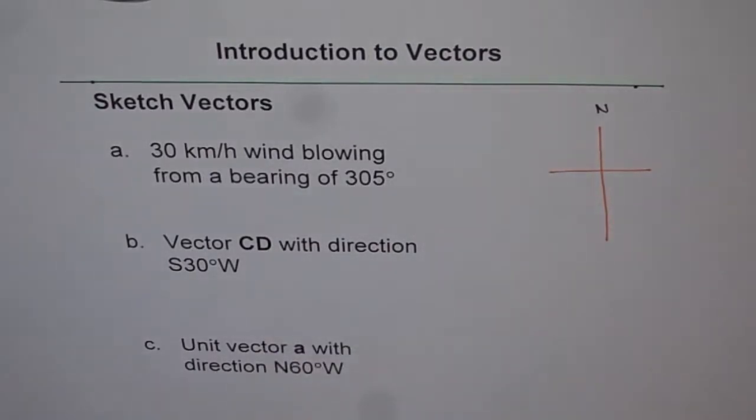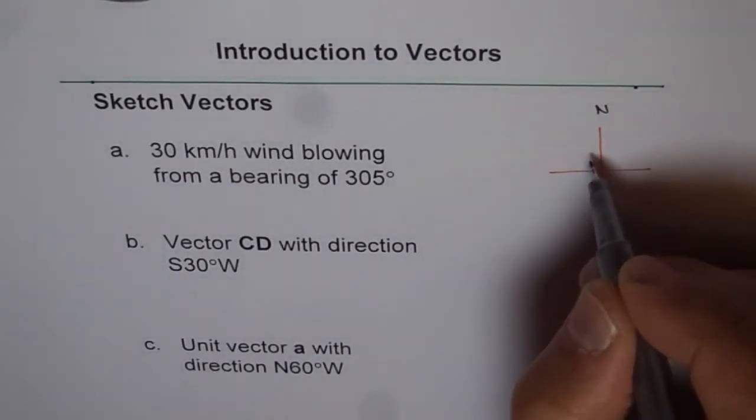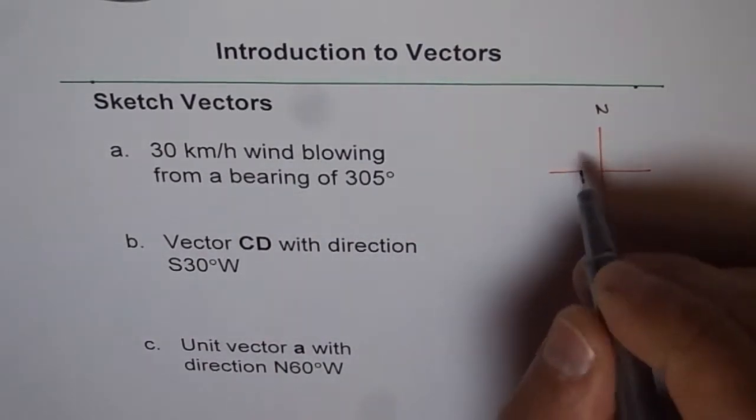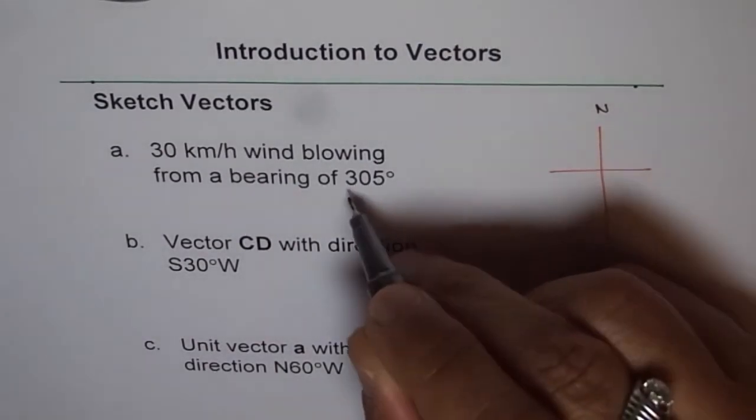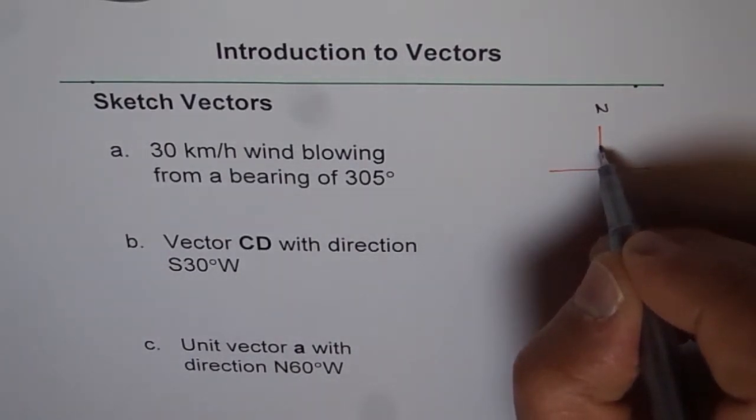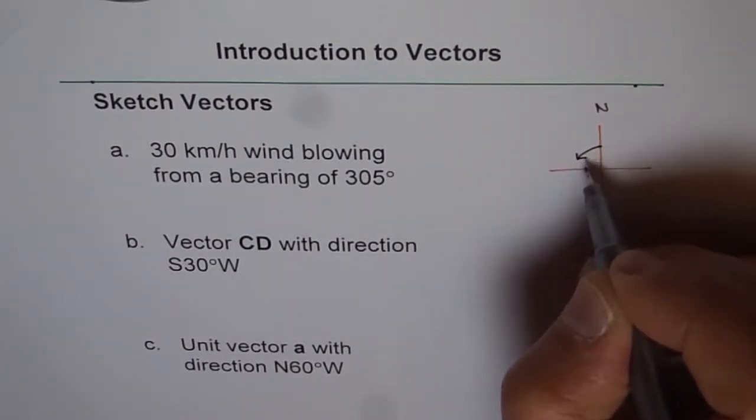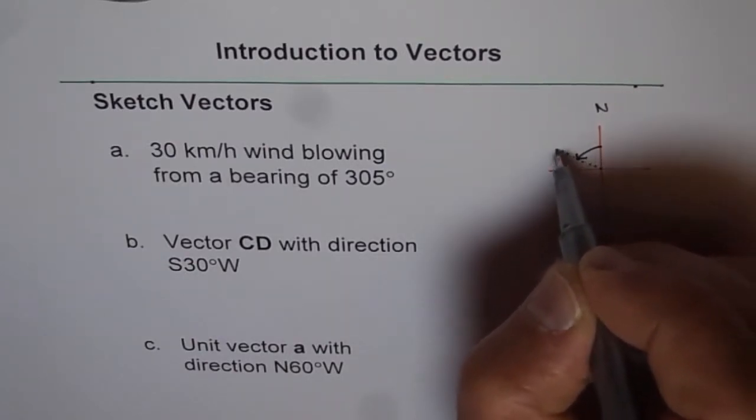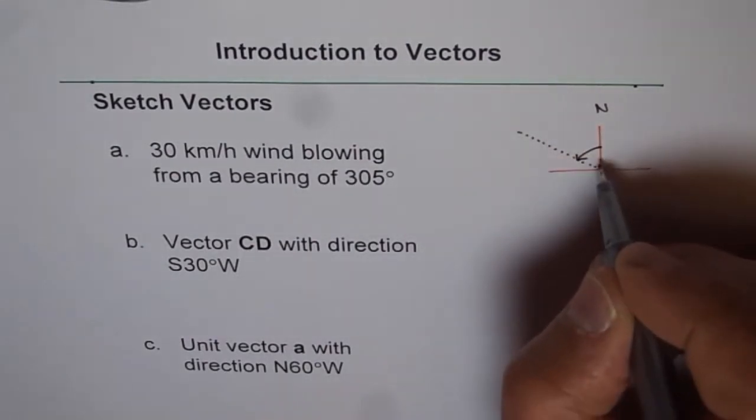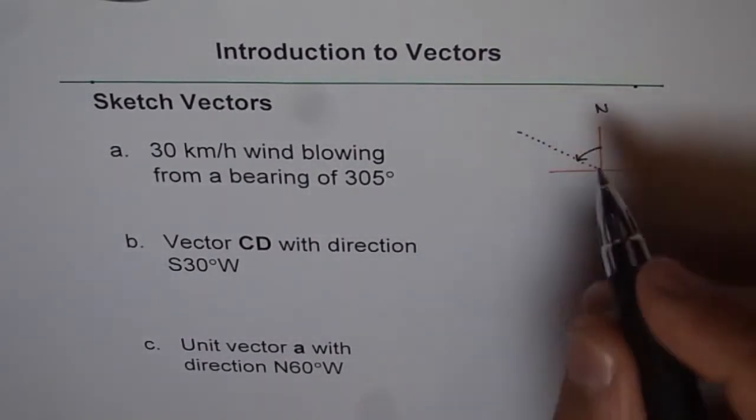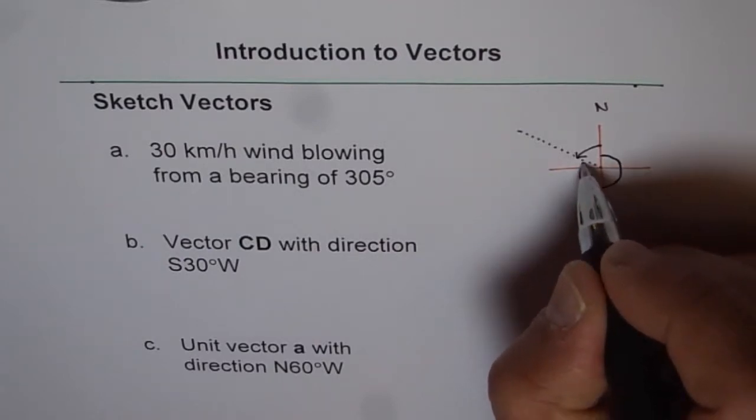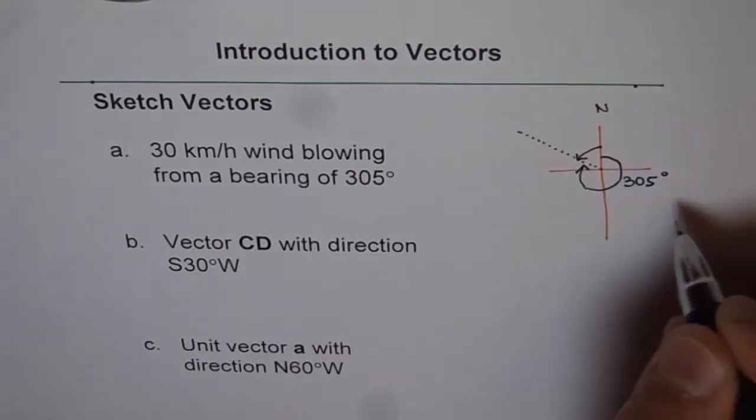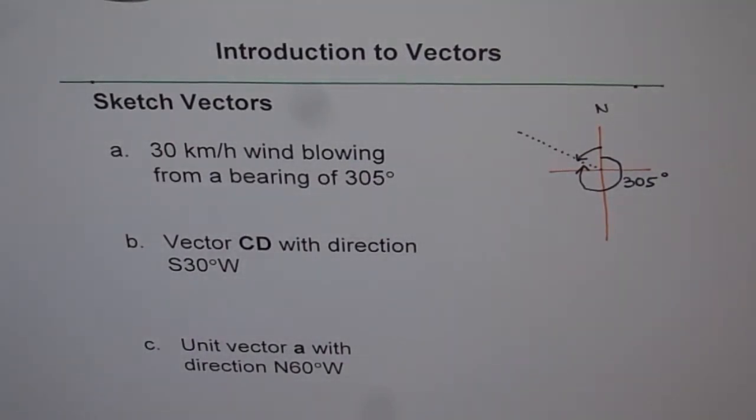What is 305 degrees? Total is 360. So 360 minus what will give me 305, and that is 55, right? So 360 minus 305 will give us 55. So if I get 55 degrees from here, that angle, if I draw this, so that angle, let me write like this, from here to here should be 305 degrees. Do you understand? So that is 305 degrees.